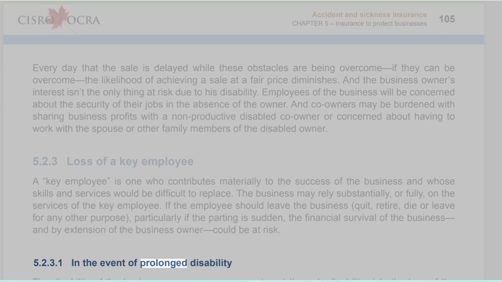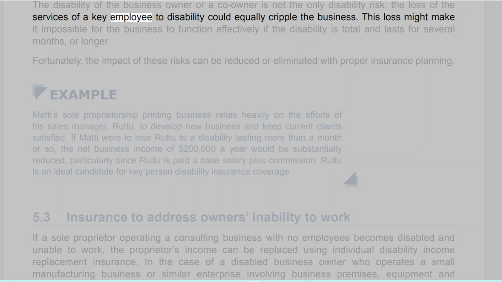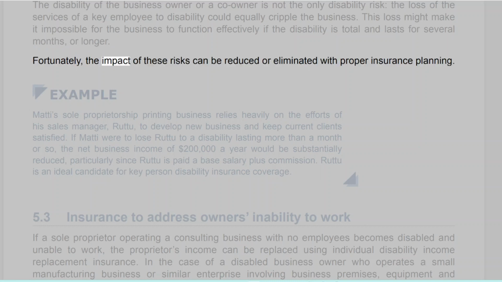5.2.3.1 In the event of prolonged disability. The disability of the business owner or a co-owner is not the only disability risk. The loss of the services of a key employee to disability could equally cripple the business. This loss might make it impossible for the business to function effectively if the disability is total and lasts for several months or longer. Fortunately, the impact of these risks can be reduced or eliminated with proper insurance planning.